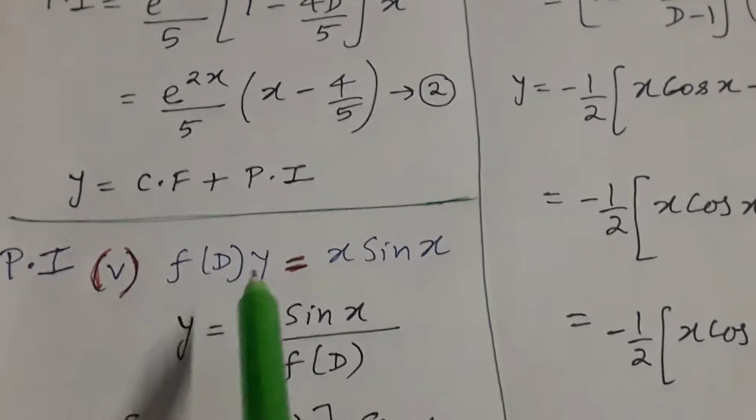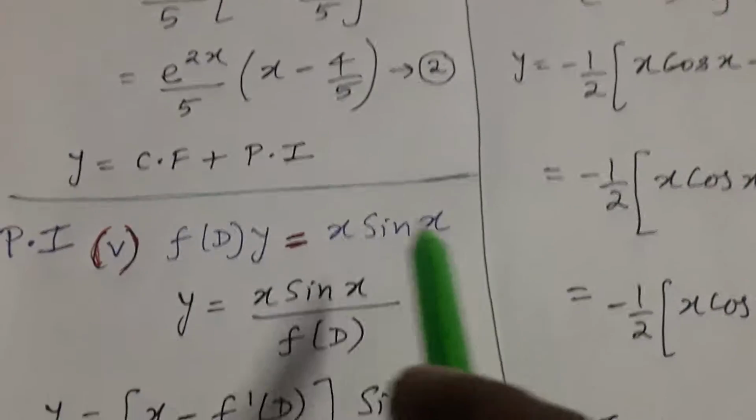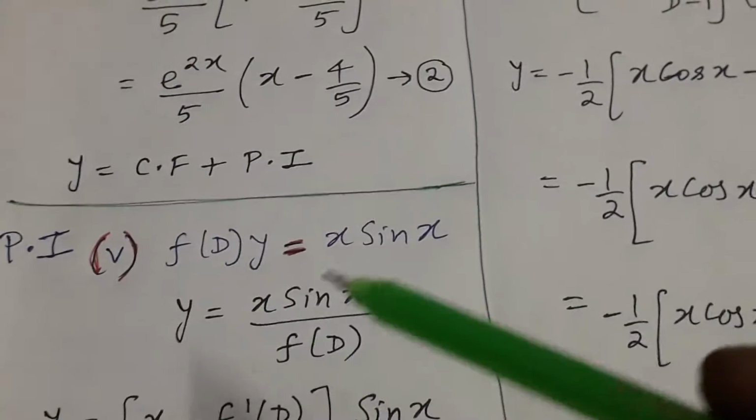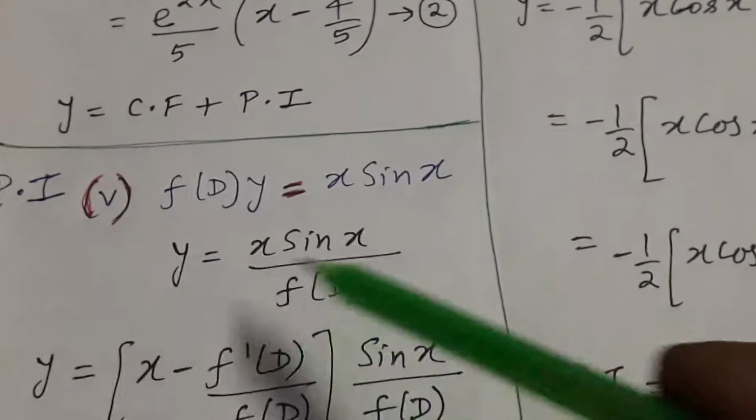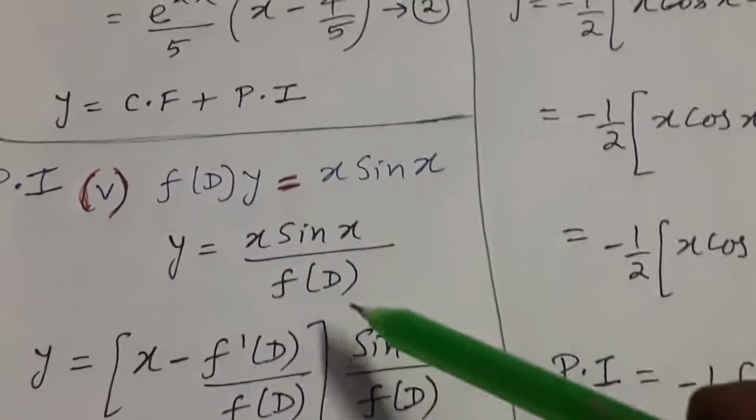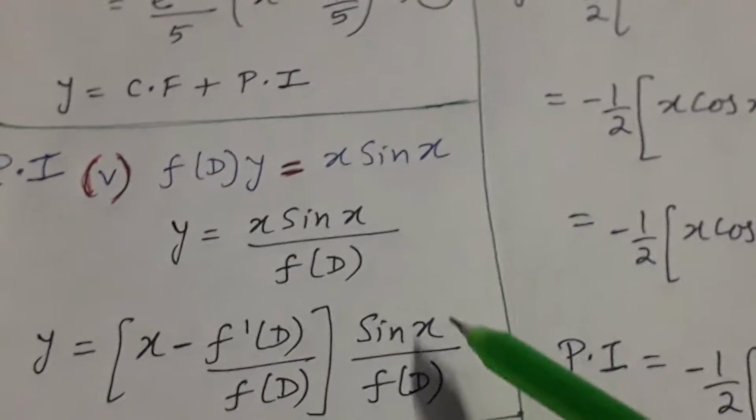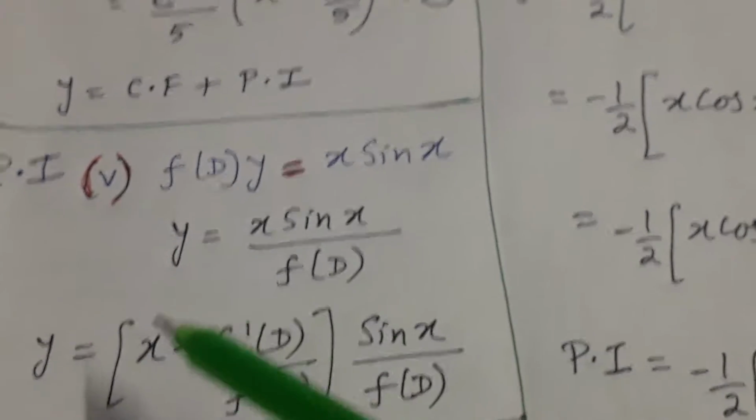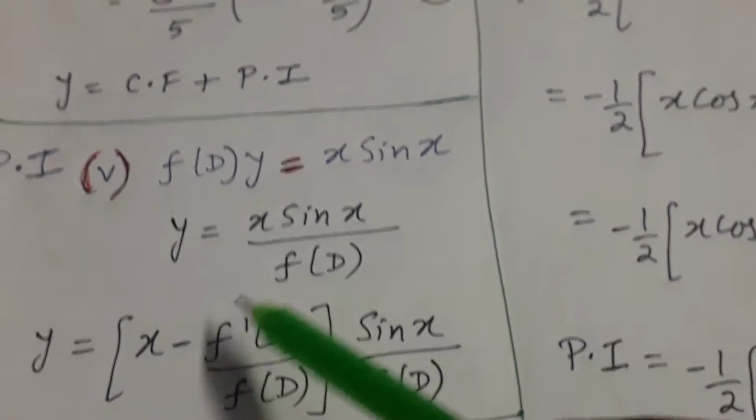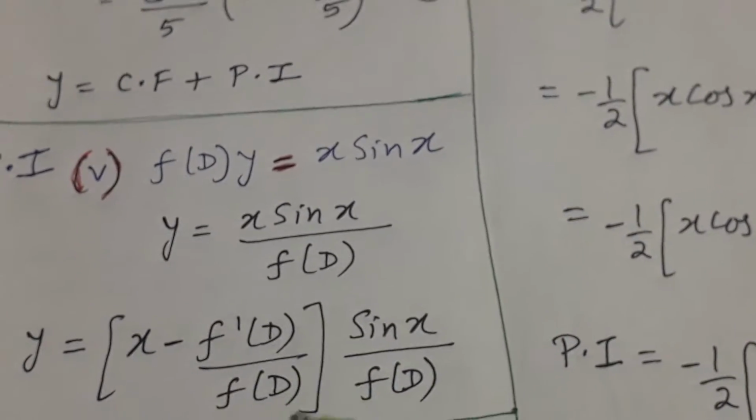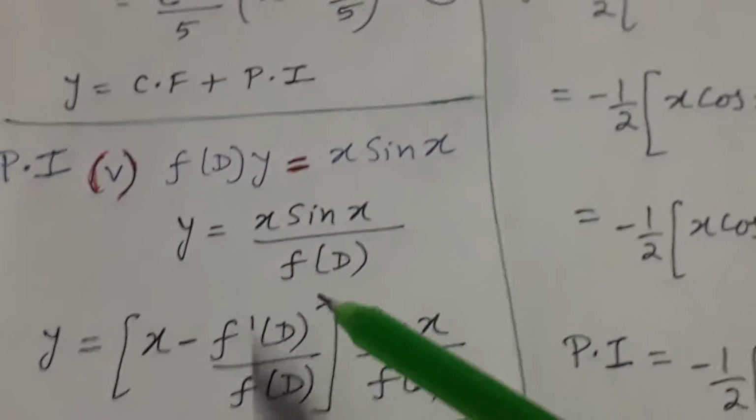Now the other case. In the fifth case of the particular integral, x into sin x. Previously we saw x into e power, now it's x into sin x. As usual, y is equal to x into sin x by f of D. How to proceed with the problem? This is the method, see carefully: x minus f dash of D, that means you differentiate the function of D once. Write the function of D as it is, into sin x by function of D. You have to remember this to do the problems.